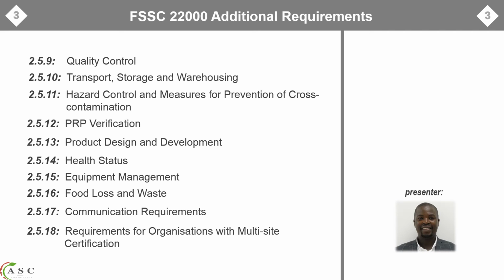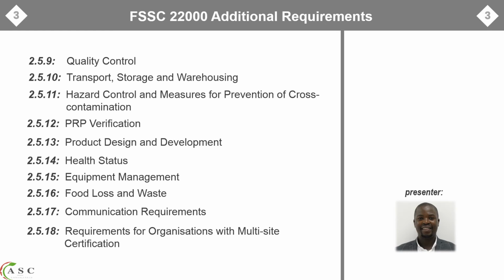2.5.9, quality control, which is applicable to all food chain categories, is a completely new requirement. So there is a very comprehensive list of things that organizations will need to comply with, including implementing and maintaining a quality policy and quality objectives, implementing and maintaining quality parameters in line with finished product specifications for products and product groups that would be used for product release.